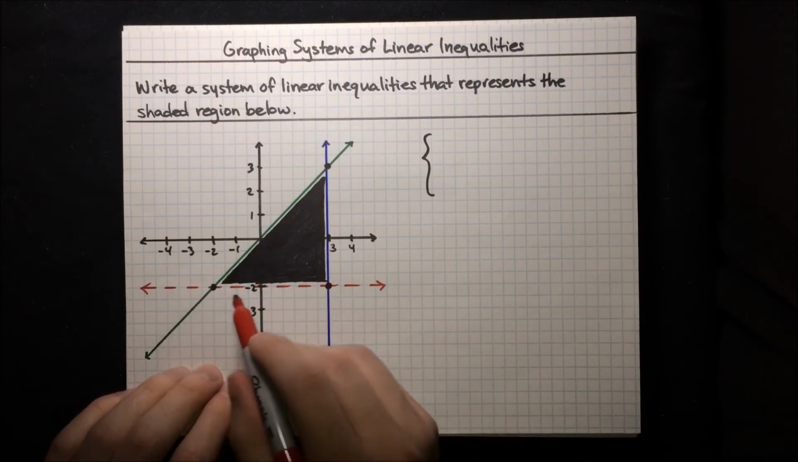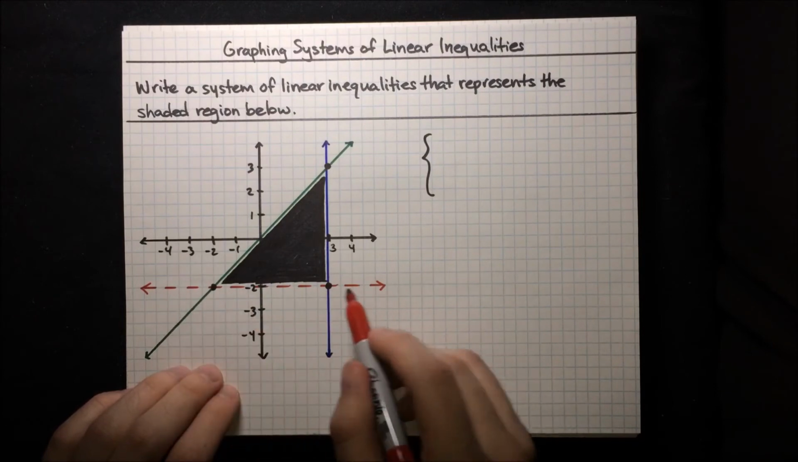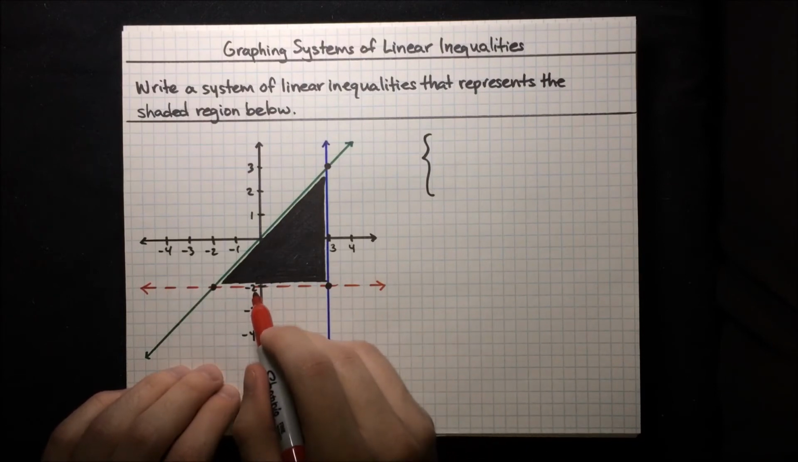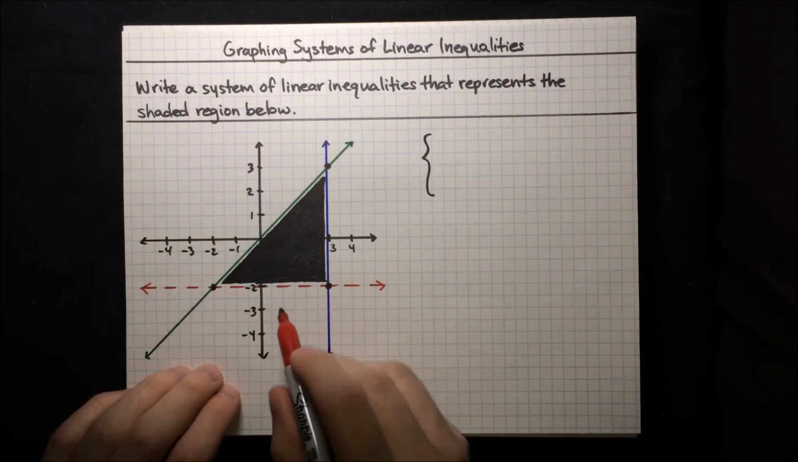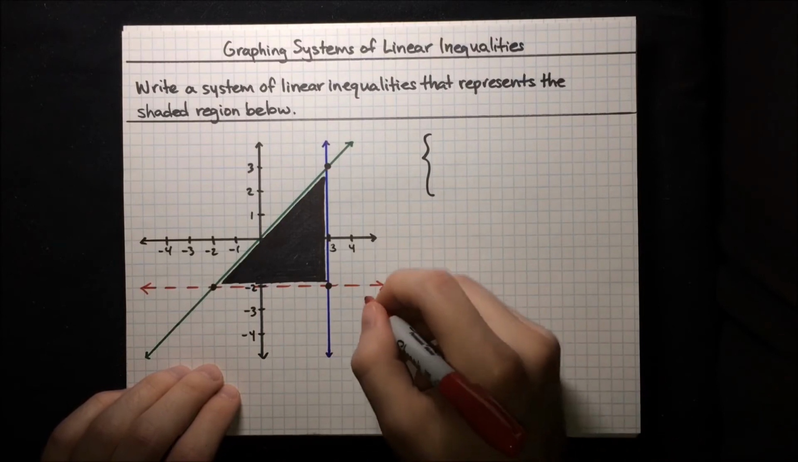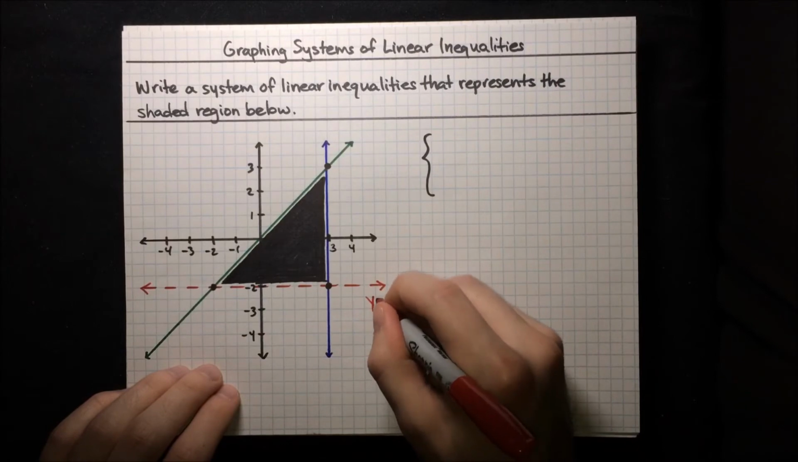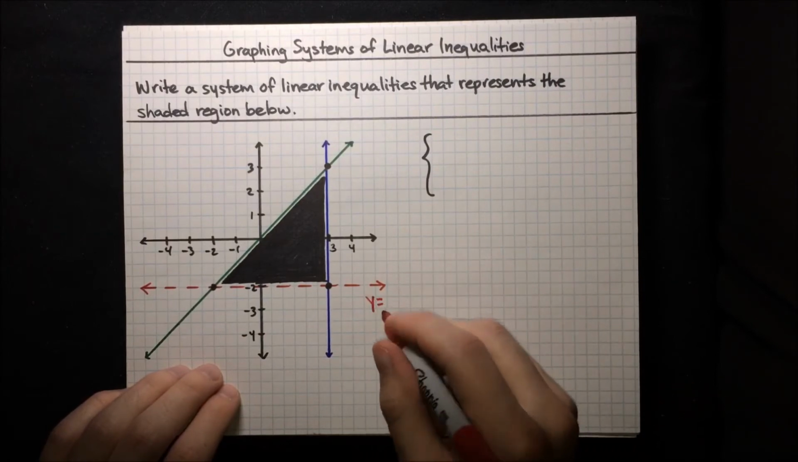I think the easiest one to start off with would probably be this horizontal line that passes through a y-coordinate of 2. So let's go ahead and write the equation for that line. The equation for that would be y equals, well, what is the slope?